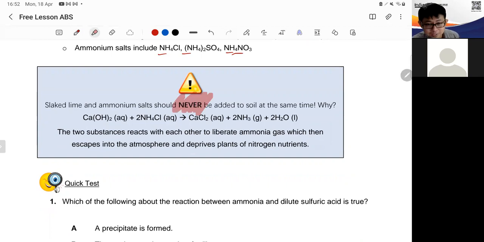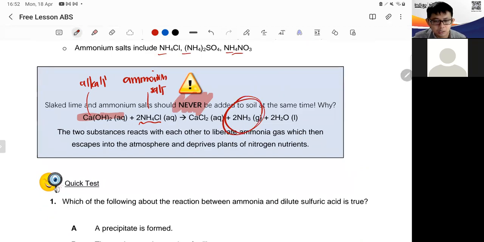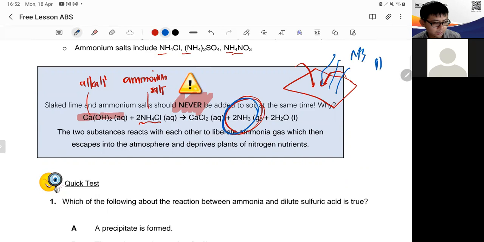Not because it's dangerous, but because this one here is an alkali, and this one is an ammonium salt. And what did we just learn? Ammonium salts react with alkalis to form salt, water, and most importantly, ammonia gas. So if I give you a plot of land that needs both things at the same time, and I add the two things together, they will react with each other. Is that a bad thing? Not really, until you remember that the ammonia that comes out flies off. It evaporates. It's a gas. It evaporates into the air.